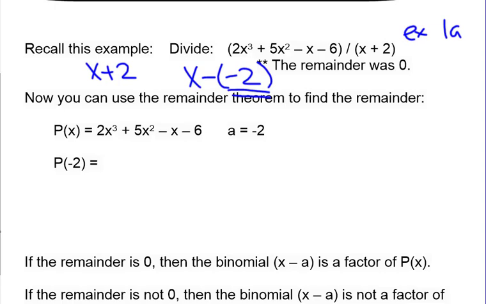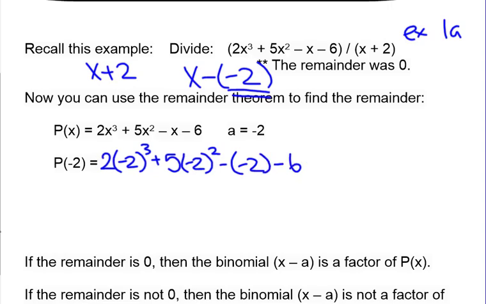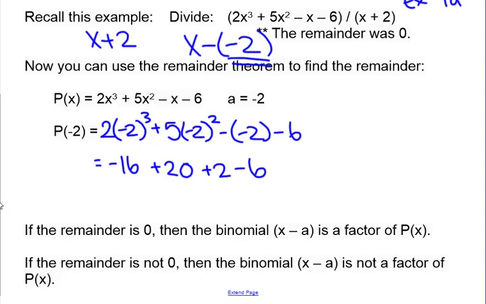p of negative 2 is 2 times our a, so negative 2 cubed plus 5 times negative 2 squared, subtract negative 2, subtract 6. All we're doing is plugging our a in for our x. So we get, well, negative 2 cubed is negative 8 times 2 is negative 16. Negative 2 squared is 4. 4 times 5 is 20. Subtract negative 2 is add 2, subtract 6. So negative 16 plus 20 is 4, plus 2 is 6. 6 subtract 6 is 0.